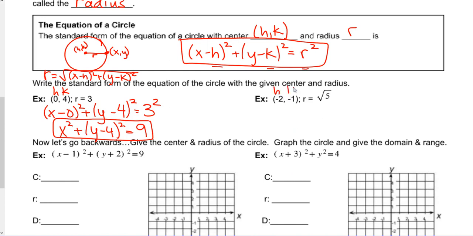Now, let's look at this next version. We have an (h, k) here. We have a radius of the square root of 5. So if I then put each one of these into my formula, so we're going to have x minus a negative 2.